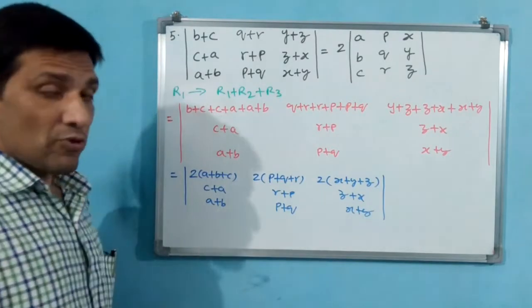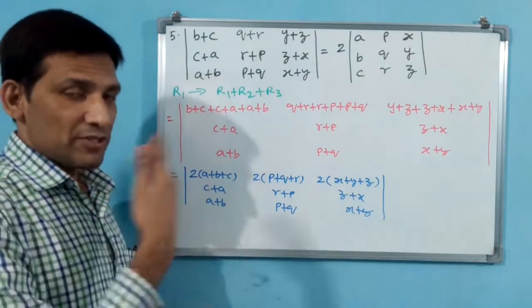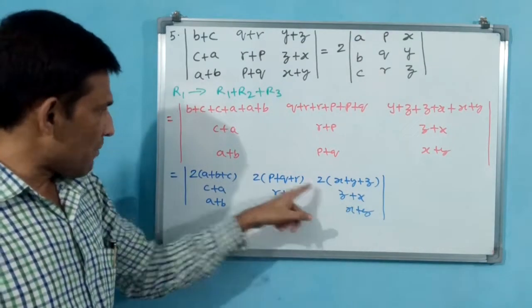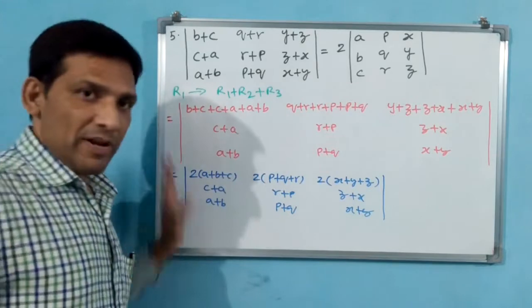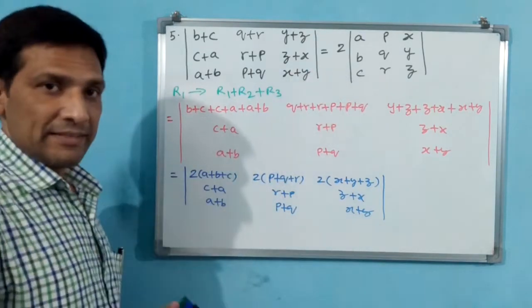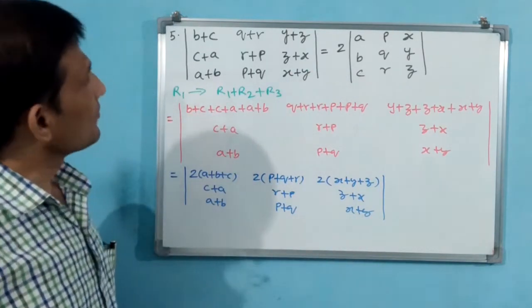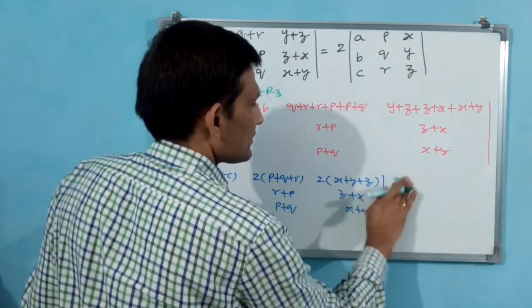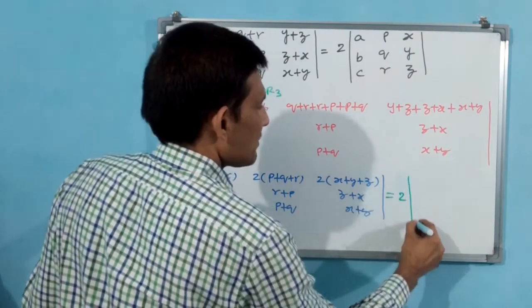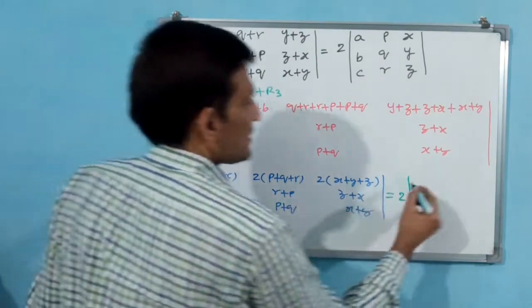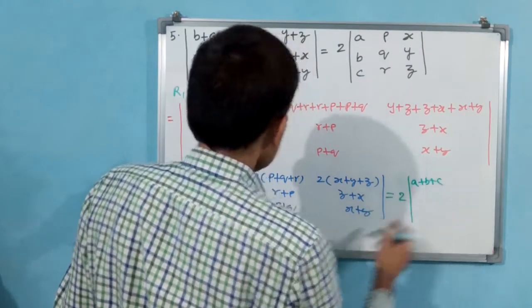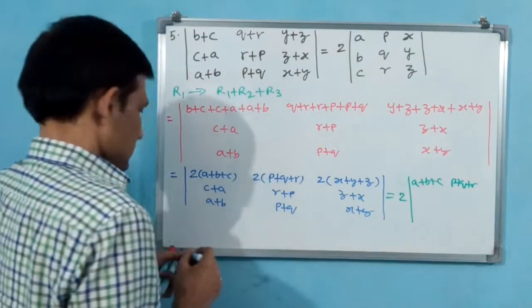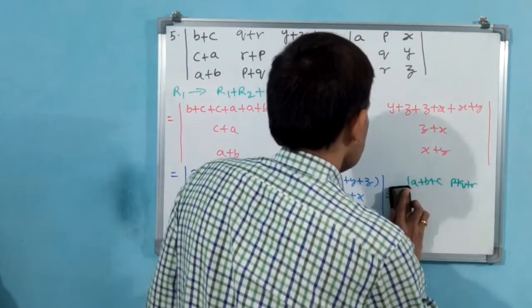But even then, you are not going to get the answer that easily. Further steps are there. Now you see, from row 1 you can take 2 common outside. 50% of your answer is going to come. You see, 2 common is there. Let us do it here. That is equal to 2, I have taken common. But you see A plus B plus C, P plus Q plus R. We don't have space there.